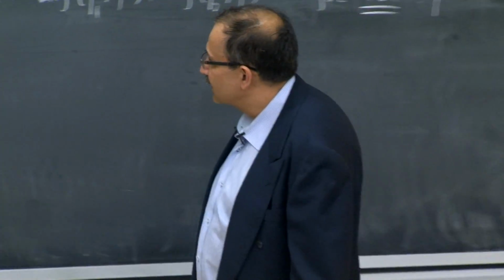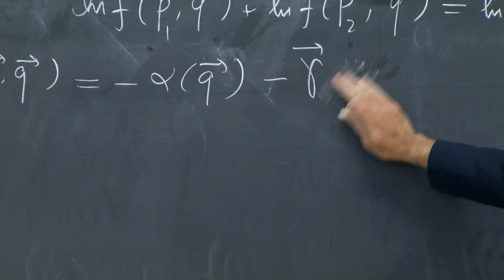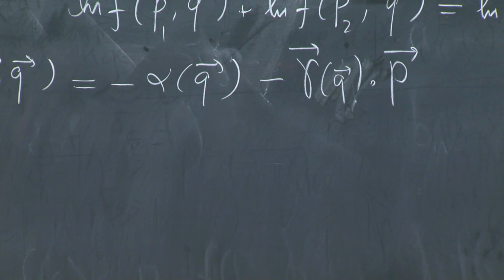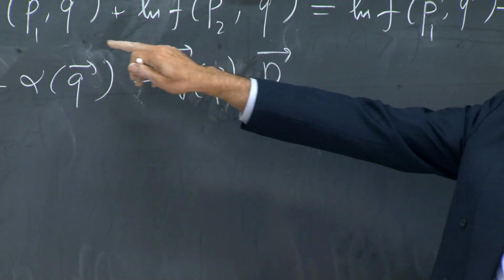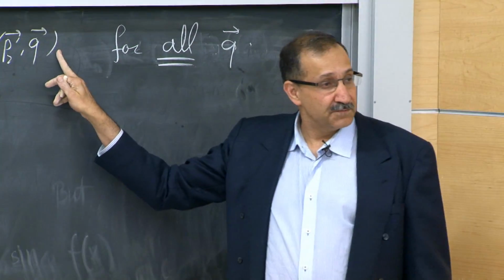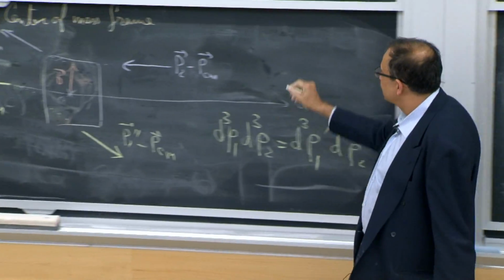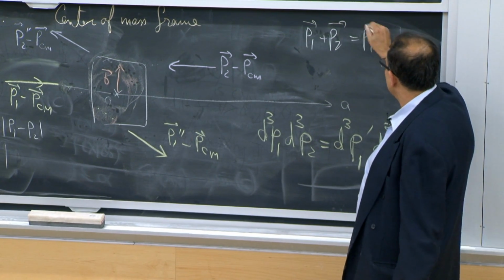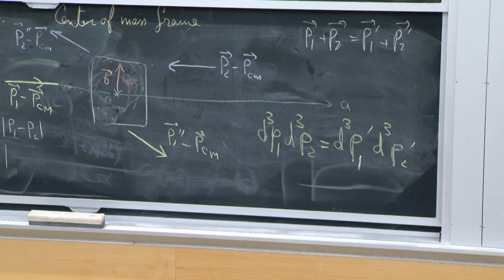OK? Then I claim that, OK, I will put a minus gamma dot p. Gamma could be dependent on q, dot p. And I claim that that would work because that term would give me gamma dot p1 plus p2, and gamma dot p1 prime plus p2 prime. What do I know for sure? Momentum is conserved. p1 plus p2 is the same thing as p1 prime plus p2 prime. It's just a conservation of momentum. I know that to be true for sure.